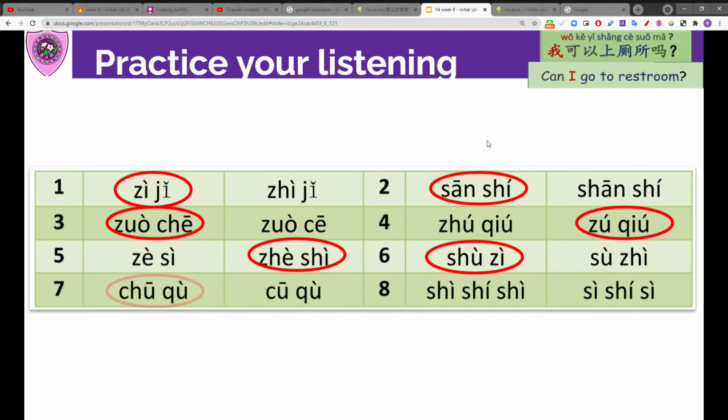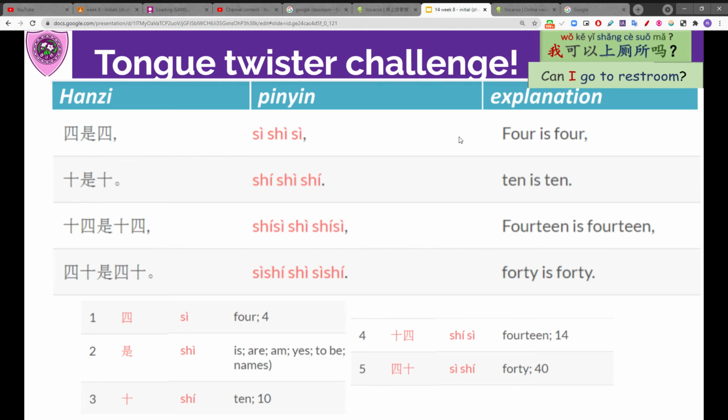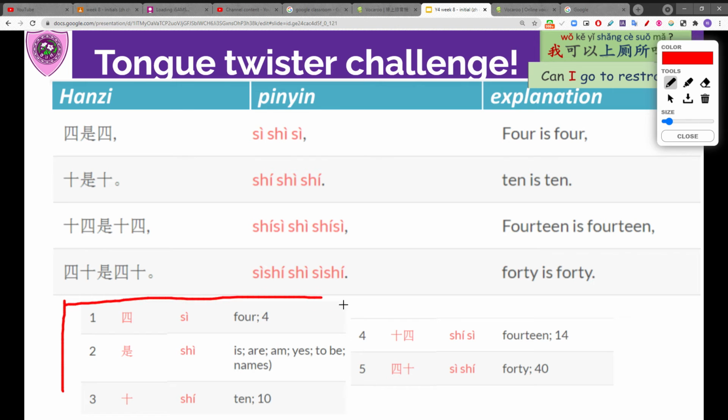These are the answers. Let's continue. The last thing today is you need to do this tongue twister challenge. I can tell you it's quite challenging for beginners. Take a look at the words on the lower part here first. I want you to read after me on each word first. Number 1, the word is 四, which means 4.